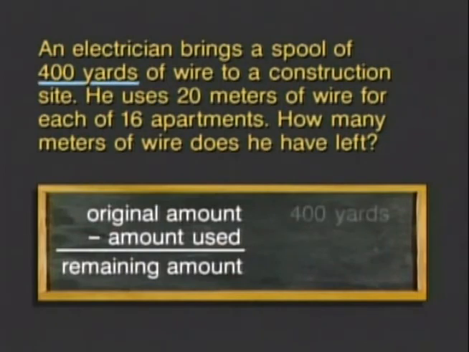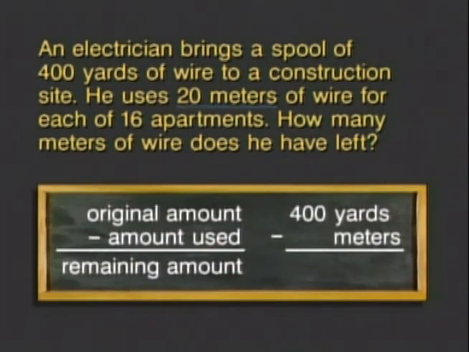The original amount is given in yards. The amount used is given in meters. We'll want our answer in meters. Before we can subtract the amount used, we'll have to convert units. We can convert the original amount to meters first, then find the amount used. Or we can find the amount used first, then convert the original amount to meters. We'll do the latter.